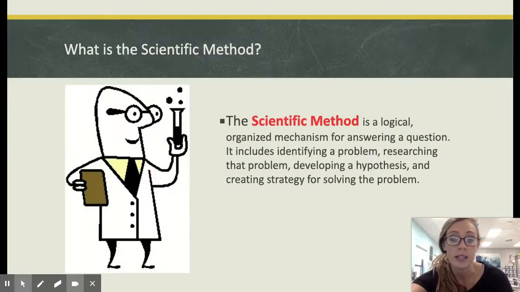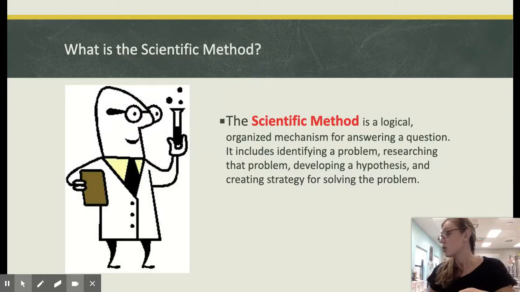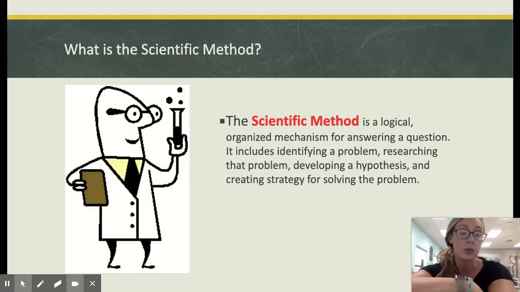Okay, so what is a scientific method? Scientific method is a logical, organized mechanism for answering a question. It includes identifying a problem, researching that problem, developing a hypothesis, and creating a strategy for solving the problem, all right? And make sure you're filling in your notes as we go. So typically the red highlighted words are going to be the answers for your blanks. So our first blank is going to be scientific method, all right? And we are going to go through this a lot this semester, but you are also going to see how important it is for all experiments to go through the scientific method.